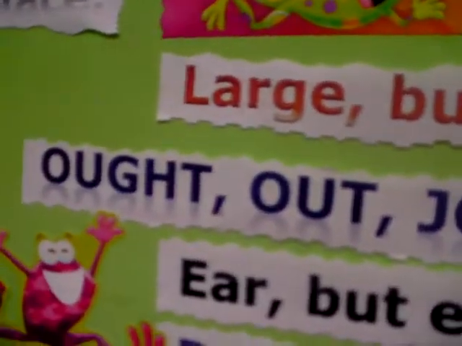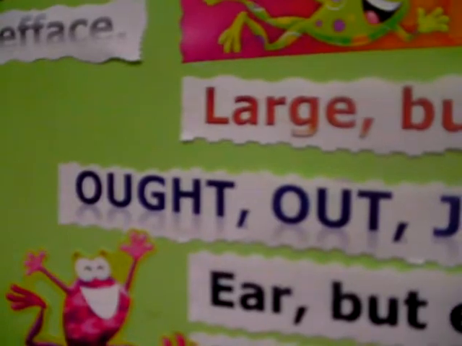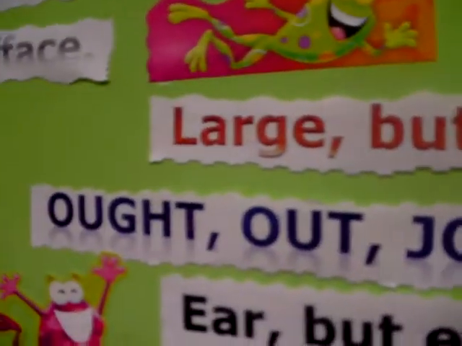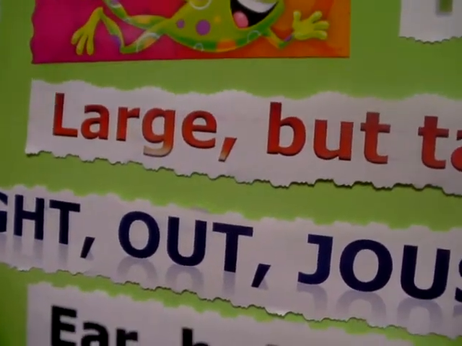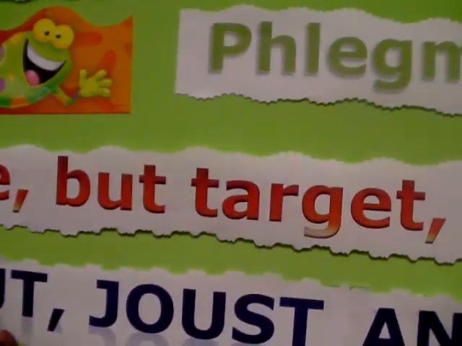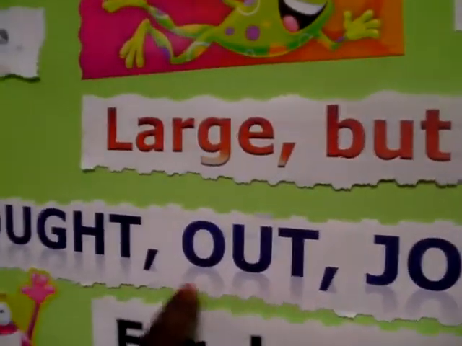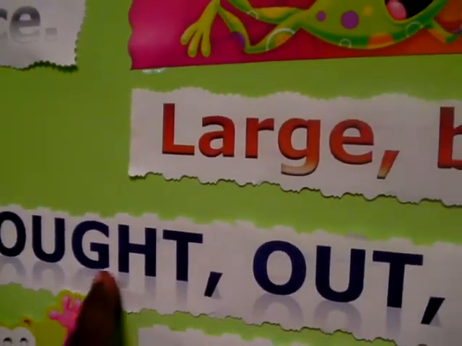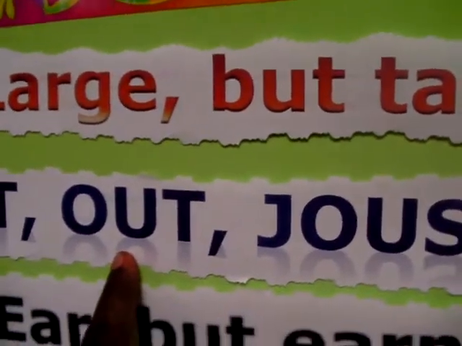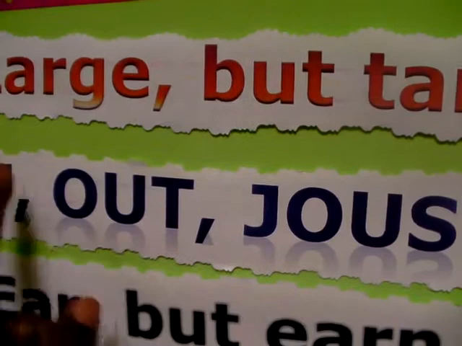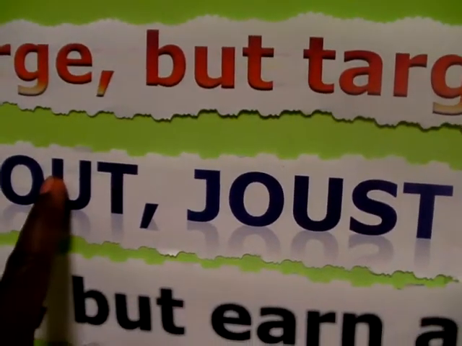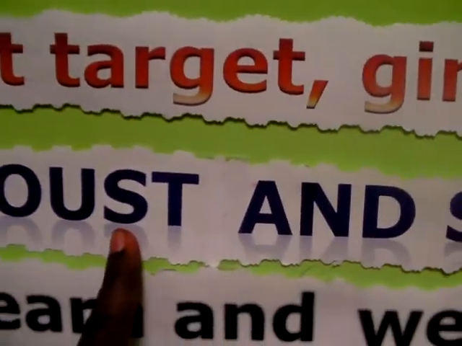A-R-G-E. Art out, joust. It goes from the out, and then you drop the G-H, and then it's out. Then you add a J and an S, and then it's joust.